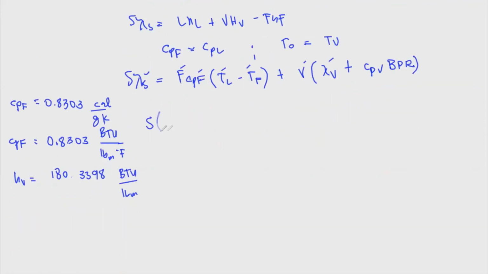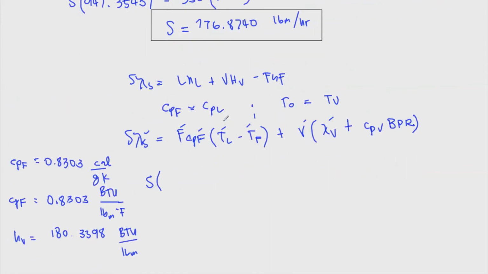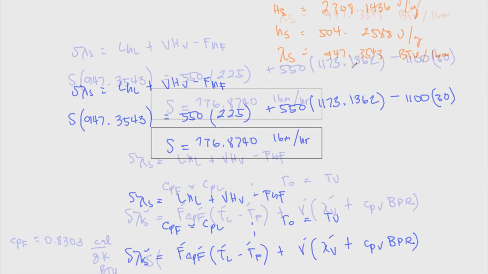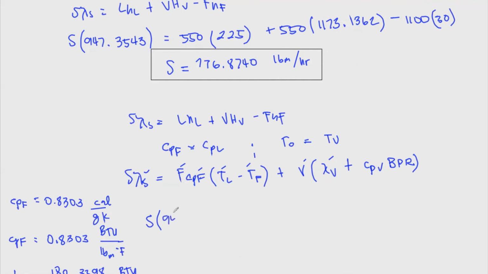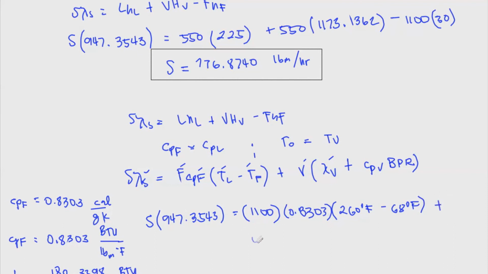So we have S, and lambda S again, from here, is 947.3543. So 947.3543 is equal to our feed, that's 1100, then our Cp is 0.8303. Then our temperature of the liquor, which is the final solution temperature, the boiling, we have 260 degrees Fahrenheit. And then our feed is 20 degrees Celsius, which when converted becomes 68 degrees Fahrenheit. Okay, and then we add the vapor, that's 550, and then we have this lambda V.